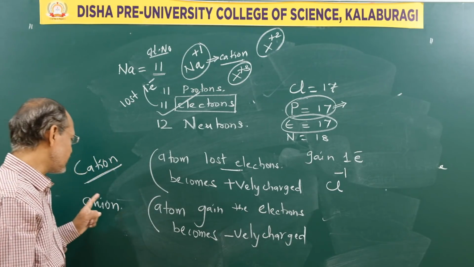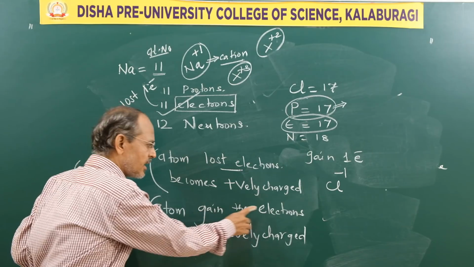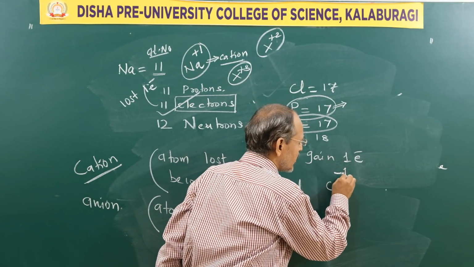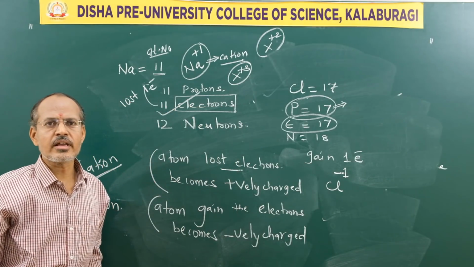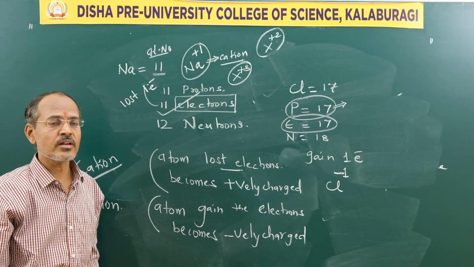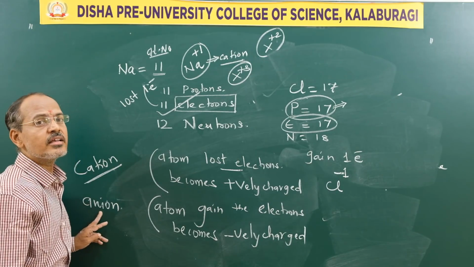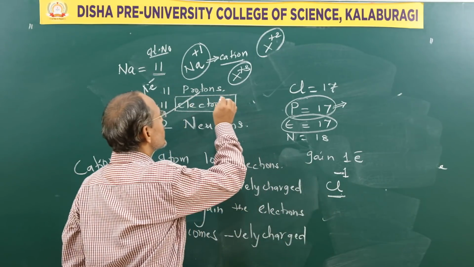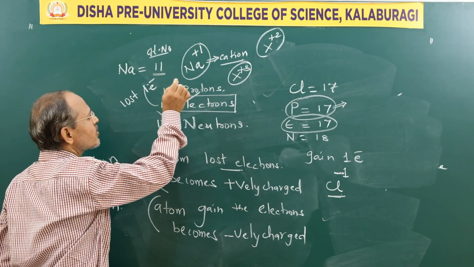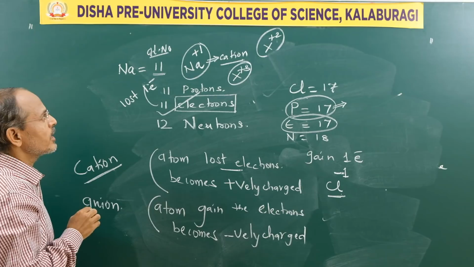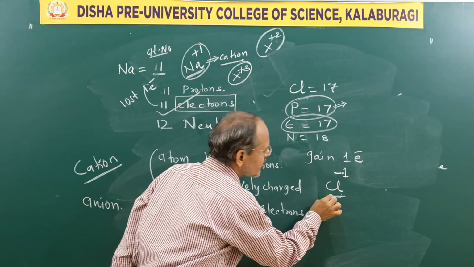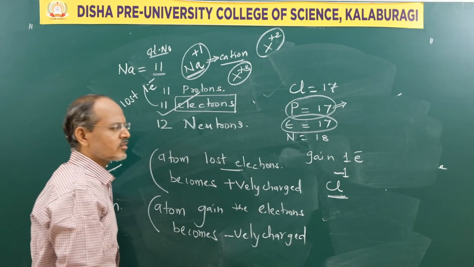That means I can say the atom gains the electron and becomes negatively charged. So I can write Cl minus 1. I can say it is an ion, or negatively charged ion. Here sodium is a positively charged ion. Chlorine is a negatively charged ion.